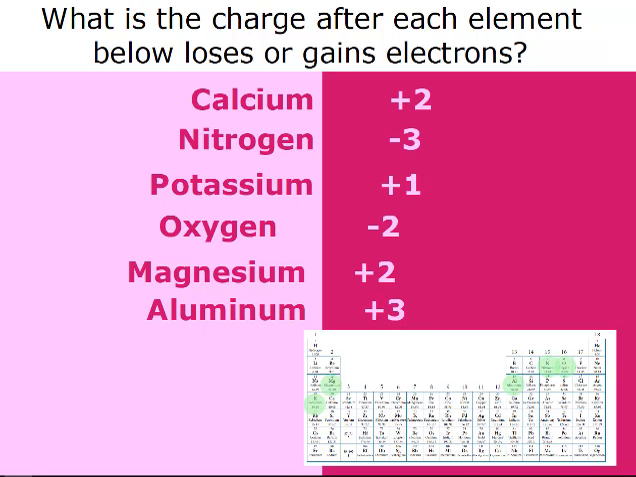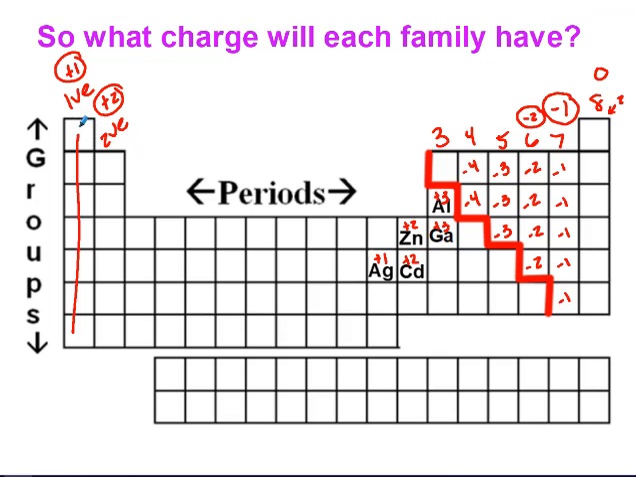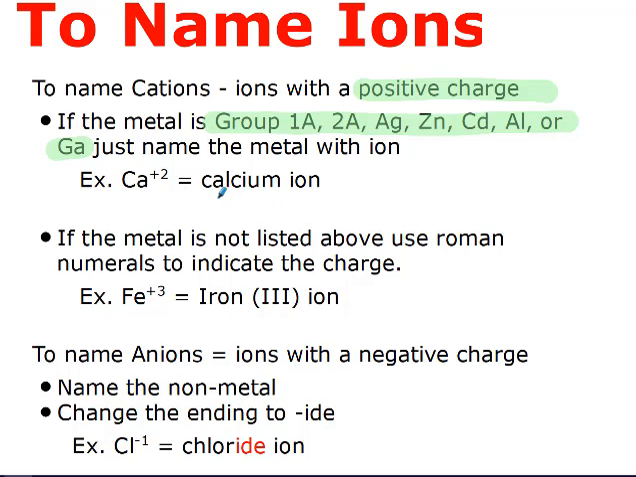To name our ions, we have a couple of rules. The first thing you have to ask yourself, if it has a positive charge or is a cation, is it group 1A, 2A, silver, zinc, cadmium, aluminum, or gallium? If you notice, those are group 1A, group 2A, silver, zinc, cadmium, aluminum, or gallium. Those are the only metals that we know the charge of. So we're just going to name it, saying calcium ion, or magnesium ion, zinc ion.